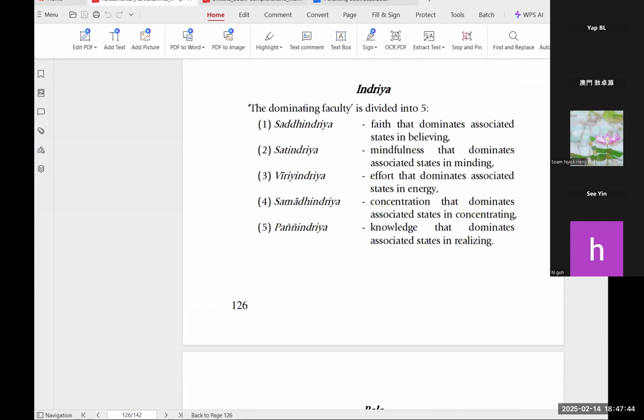Now here is called dominating faculty. Saddha, Sati, Viriya, Samadhi, Panna. Remember, we already studied before. Saddha is faith, Sati is mindfulness, Viriya is effort, Samadhi is concentration, and Panna is knowledge that dominates associated states in realizing.